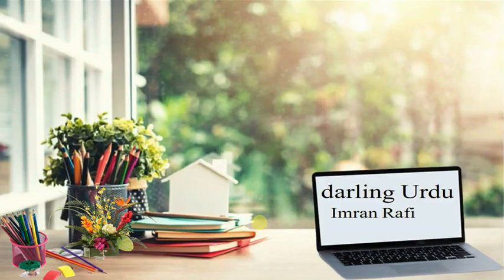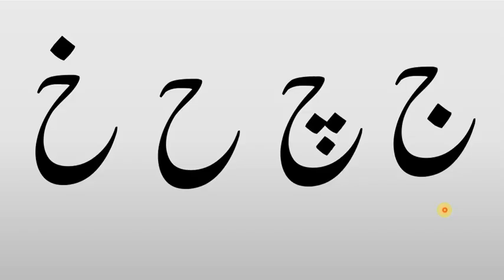Now today we will continue our journey by learning about the next letters: Jim, Che, He and Khe. My viewers, my students, in this video we will learn these four Urdu letters. You can see they all look alike, but the placement of dots and the number of dots distinguish them. So first we start.